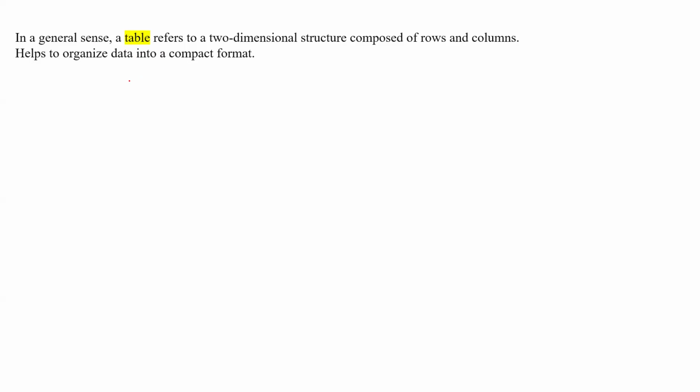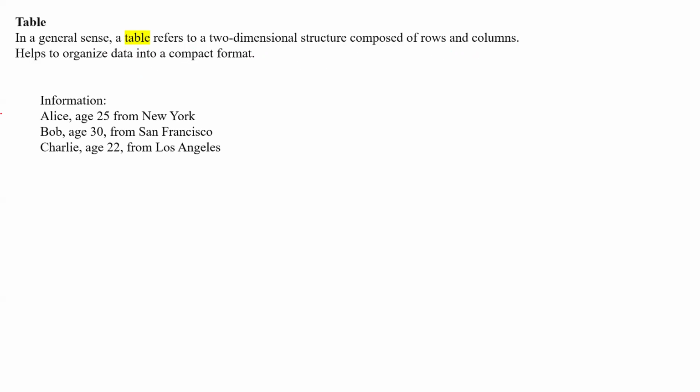Let's introduce tables, everybody. Tables are two-dimensional structures that have rows and columns in them. They help to organize the data into a compact and nicer format. Suppose you have some information: a person named Alice, age 25, from New York; another named Bob, age 30, from San Francisco; and another person, Charlie, age 22, from Los Angeles.